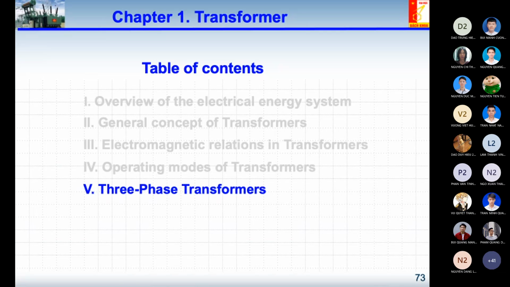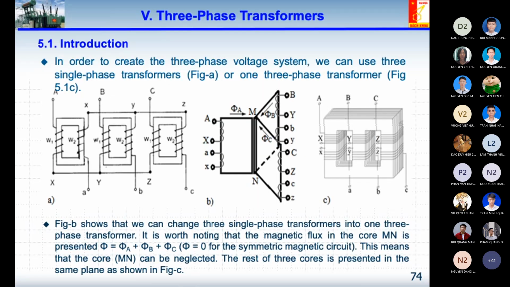For the final section of this chapter, we are talking about the three-phase transformer. Normally after completing each chapter, I would like to give you a problem to solve. Maybe for next week, because for this section of the chapter, I think it will take two or three classes. I don't know, we will see.